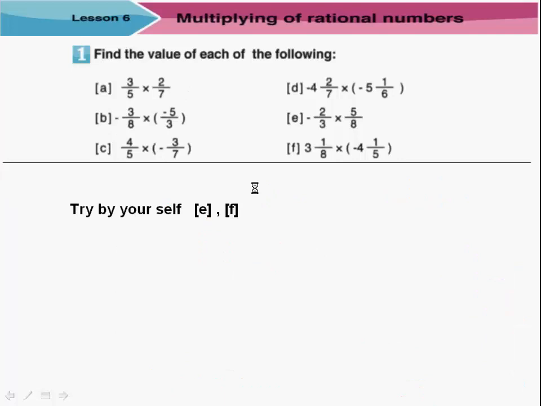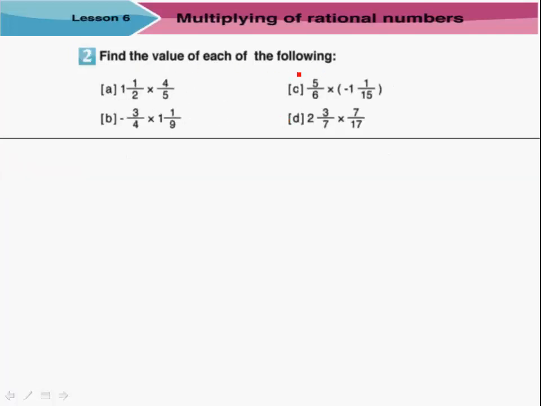Okay, you can try E and F. It is very easy. Now, find the value of each of the following. For A, I told you, you must be very careful. In multiplication of rational numbers, you must have the form of A over B times C over D. So this number must be in the form A over B. We did a lot of this kind before.